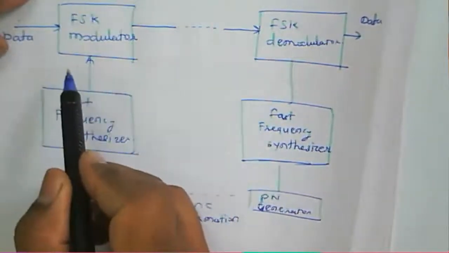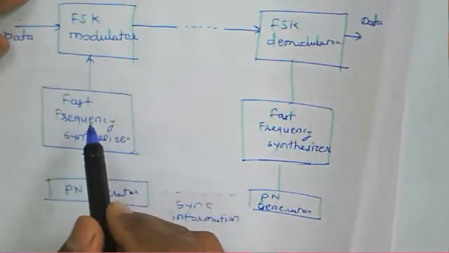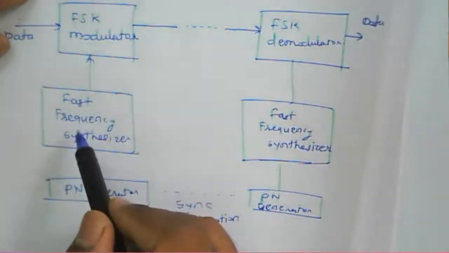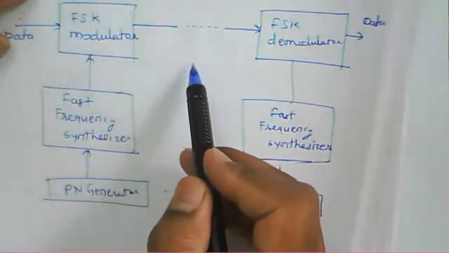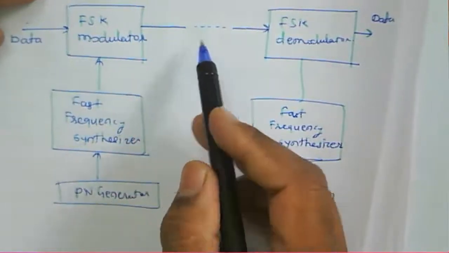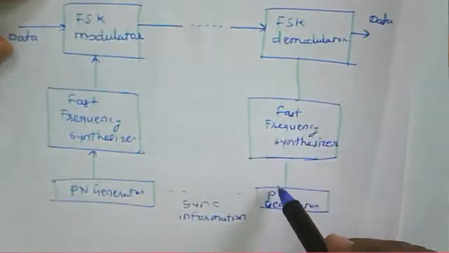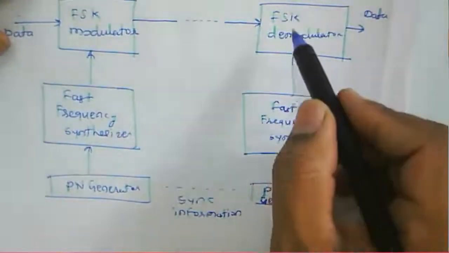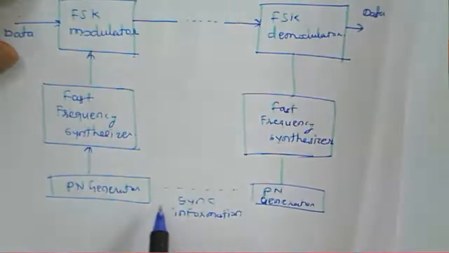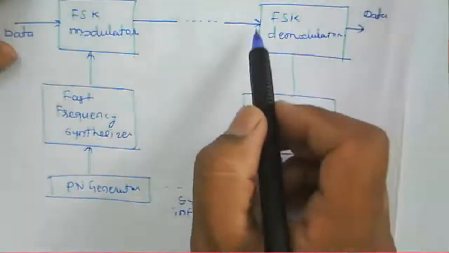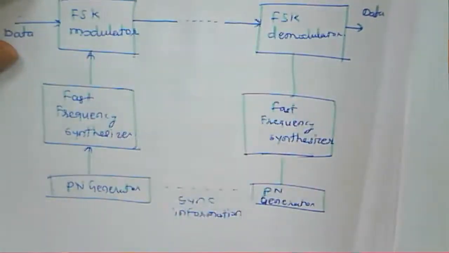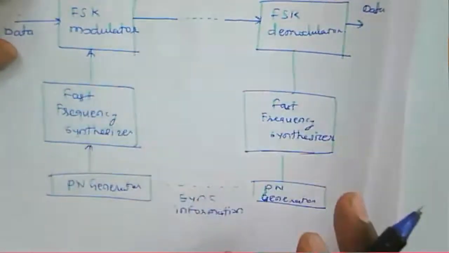So the frequency hopping carrier is generated by this fast frequency synthesizer, and the PN generator provides the control data for this synthesizer, and then the carrier is FSK modulated by the data and transmitted. The receiver PN generator is synchronized to the transmit PN generator, so that it generates the symbol control data for the receiver side. The FSK demodulator detects the data using a carrier provided by the fast frequency synthesizer. That is the frequency hopping CDMA system.